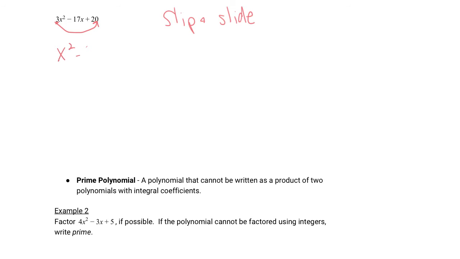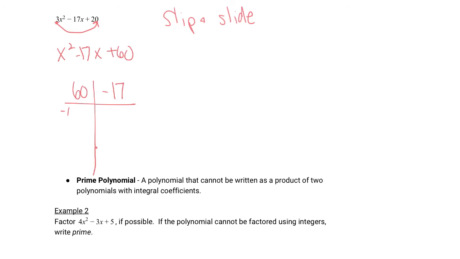X squared minus 17x plus 60. Now I'm going to carry on as we usually have. A times c is 60, b is negative 17. Positive a times c, negative b means I'm going to have two negative factors.